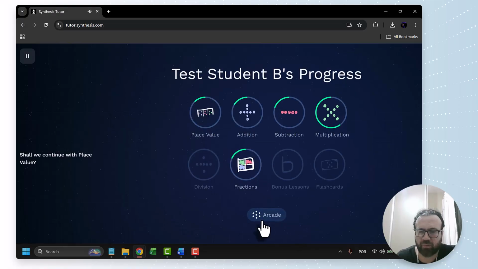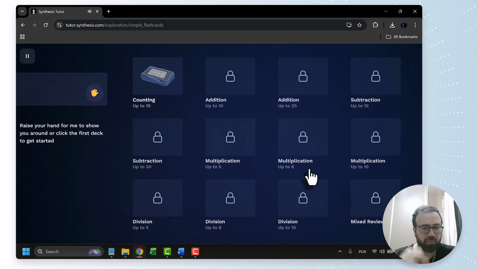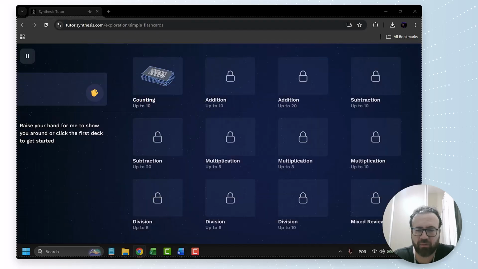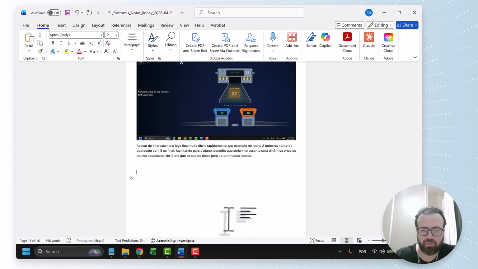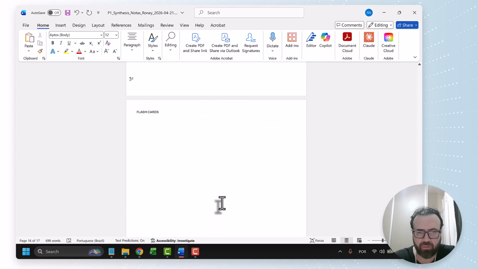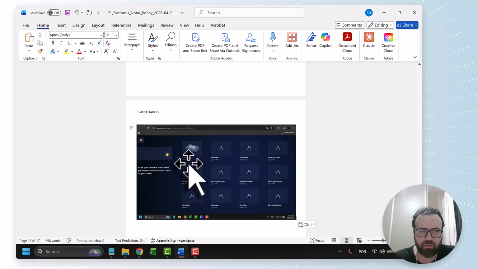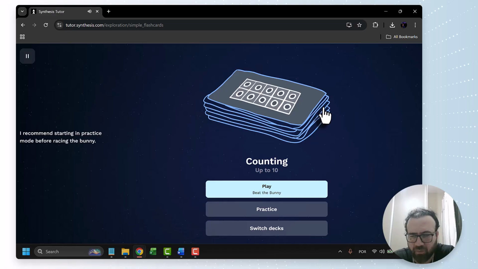Shall we continue with place value? Raise your hand for me to show you around, or click the first deck to get started. I recommend starting in practice mode before racing the bunny.